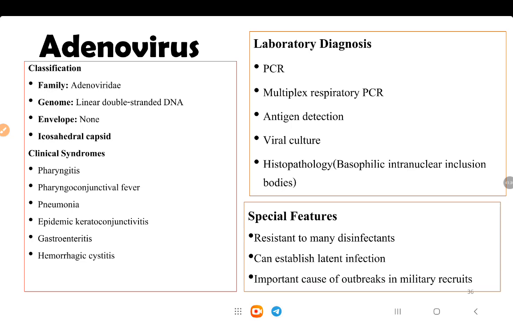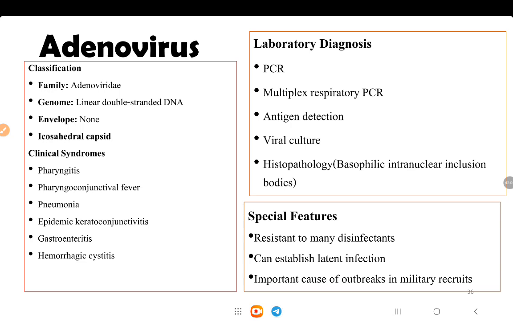Unlike other viruses, adenovirus can be grown in different types of cell culture. In a biopsy or tissue from a patient infected by this virus, we can find an inclusion body called basophilic intranuclear inclusion body, which is the marker for diagnosis in the histopathology lab. A special feature of this virus, which has no envelope, is that it is resistant to many types of disinfection.